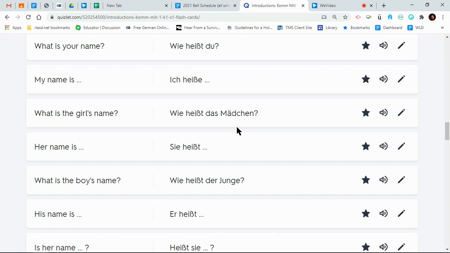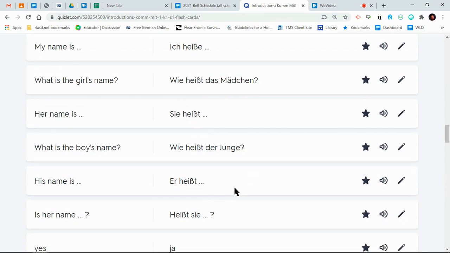What is the boy's name? Wie heißt der Junge? Now pay attention to the fact that we had "what is the girl's name" and it was just "wie heißt das Mädchen." Now what is the boy's name? Wie heißt der Junge? So all we have to do to change that question is change the person we're talking about. So instead of the girl, the boy.